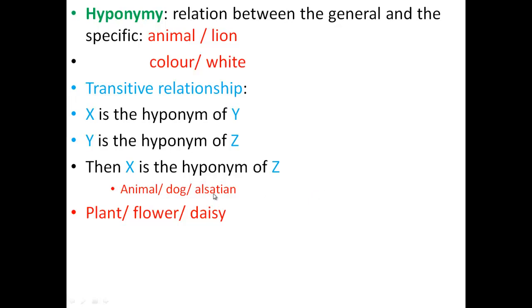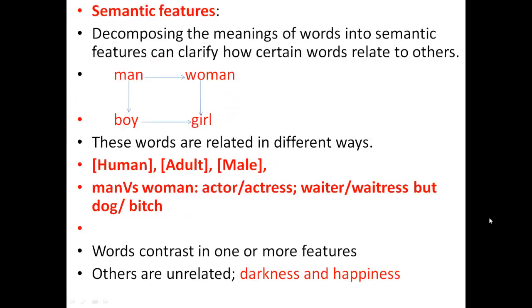So if you like, since Alsatian is the hyponym of dog and dog is the hyponym of animal, then this one is the hyponym of animal. Same thing here, plant, flower, daisy. Plant, superordinate term, flower its hyponym, daisy is the hyponym of flower, therefore daisy is the hyponym of plant.